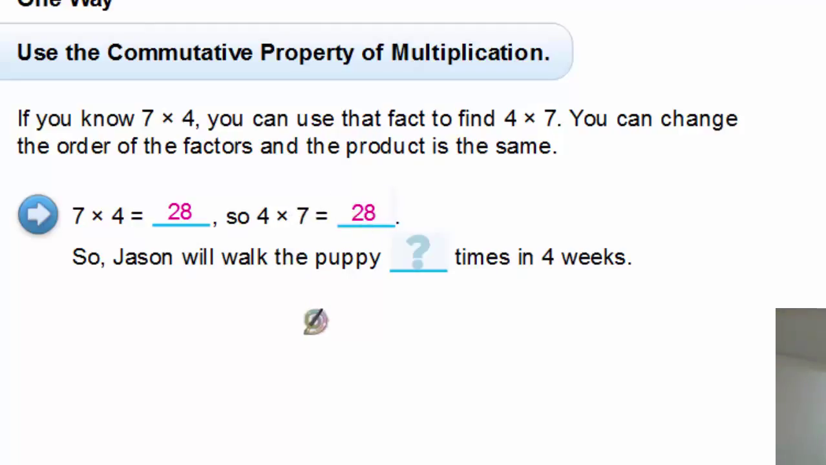So Jason will walk the puppy 28 times in 4 weeks. Good job.